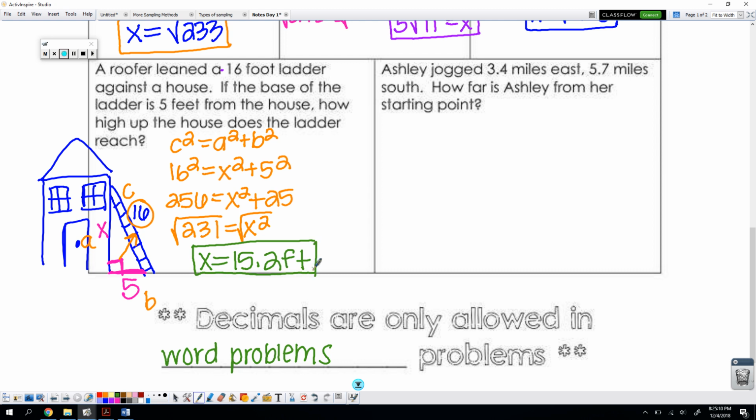Okay. So the next one says Ashley jogged 3.4 miles east. So can anybody tell me which way is east? Is it up, down, left, or right?